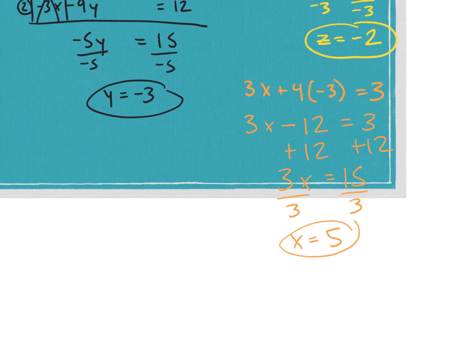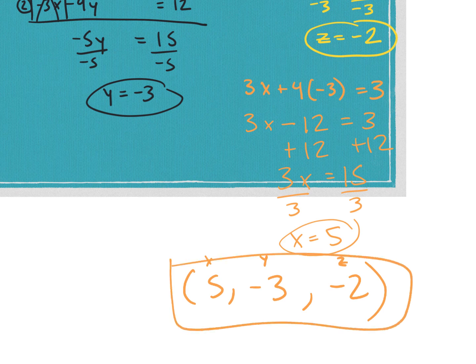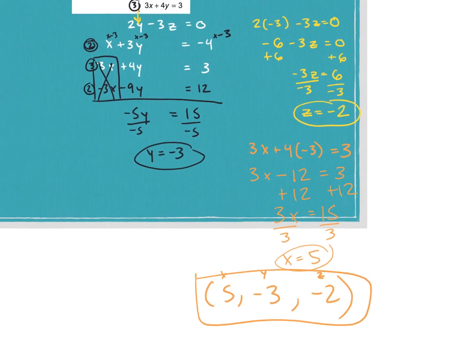How would I write my answer here? 5, comma, negative 3, comma, negative 2. Remember, it's x, y, z. Do you guys have any questions here?